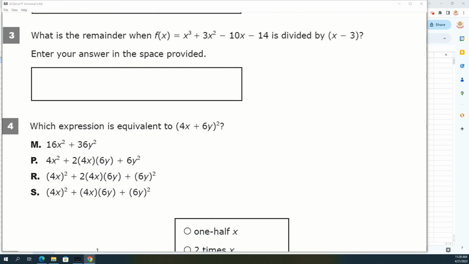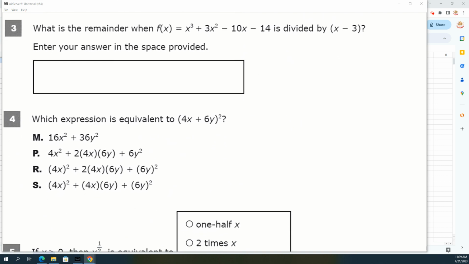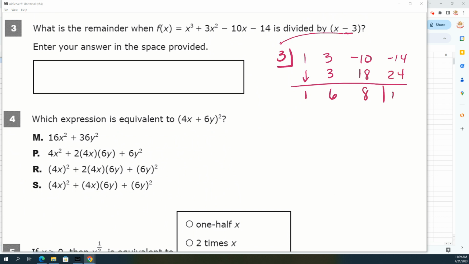Okay. And then for number 3, we want to figure out what the remainder is when that function is divided by x minus 3. And we're going to do synthetic division where we're going to put the opposite of this in the box. And then we'll bring over the coefficients and the constant. Leave a space, draw the line, drop down 1, and then just multiply and add. Multiply and add. Multiply and add. And all we want is the remainder. This very last number is the remainder.